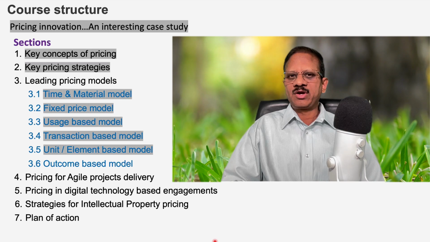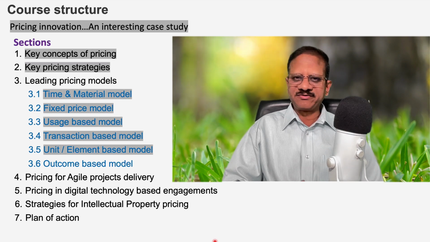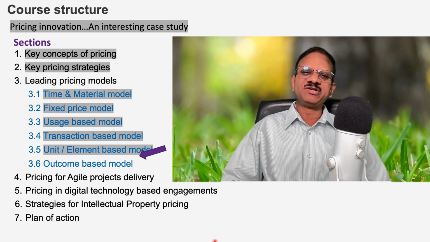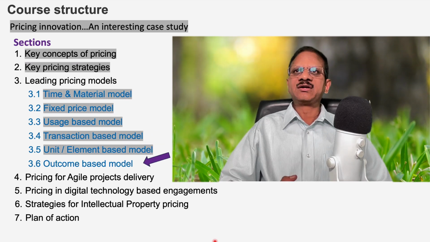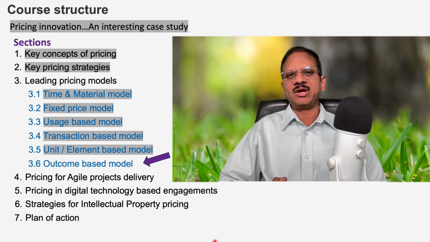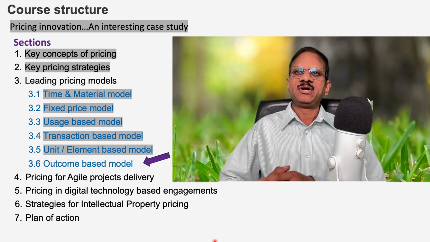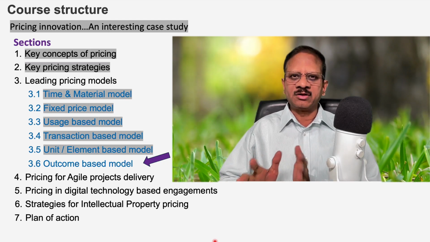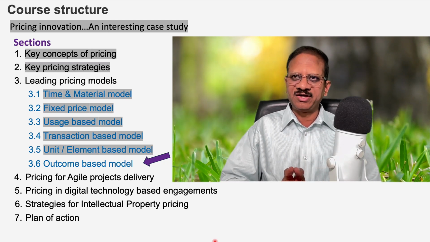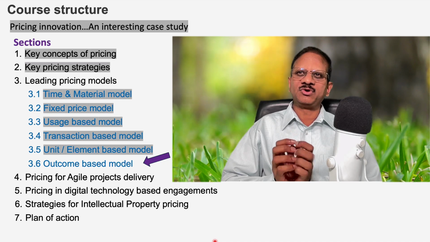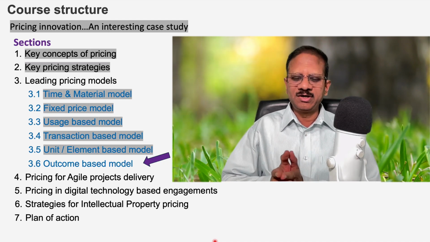Now, where are we? We completed the first five pricing models. Now, let's get into the sixth one, outcome based pricing model. In fact, I like this model a lot. Why? Because it is totally different than the previous models you have seen, and it has totally different types of challenges. Very interesting one.